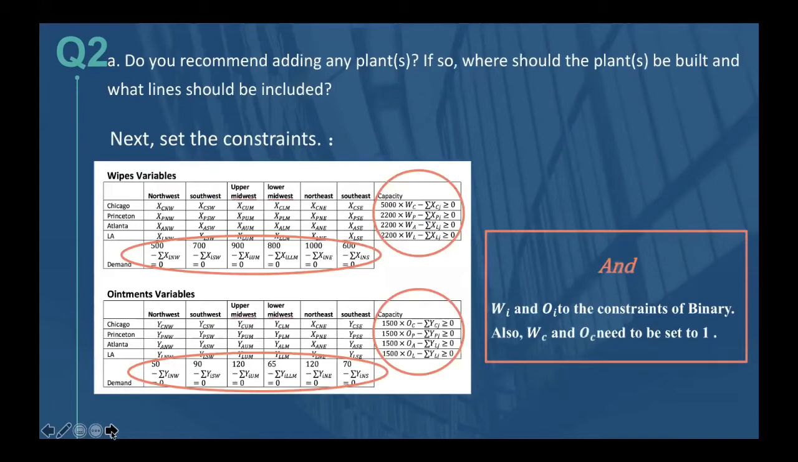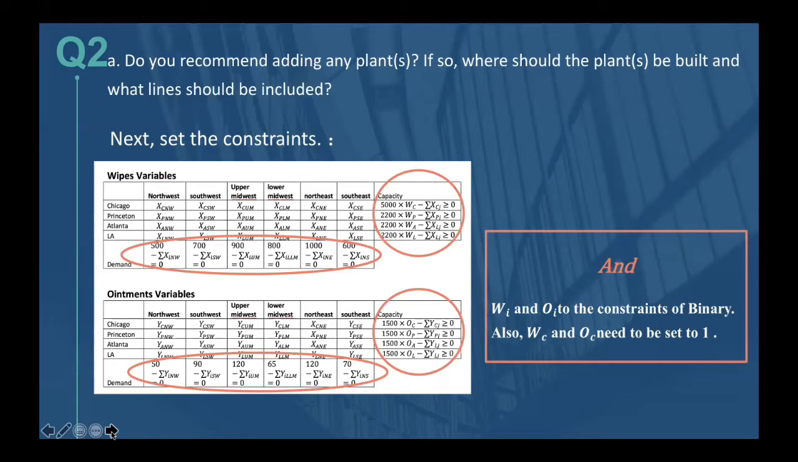Next, we set the constraints. The first consideration is that the production must be less than the maximal production of each region. Second, the production should meet the demand of each region, as the constraints are shown in this picture. And also, we set Wi and Oi to the constraints of binary.